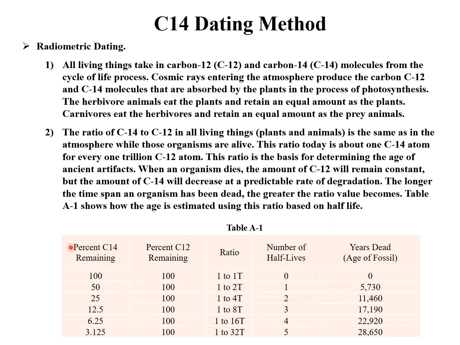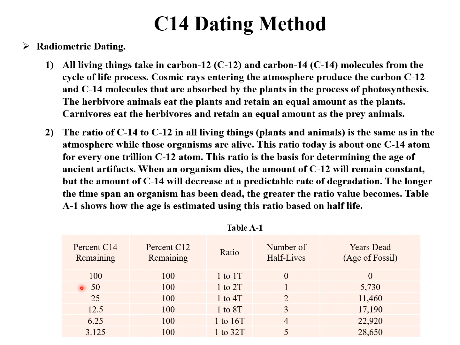Okay, so you have the present, where the percent of carbon-14 remaining would be 100%. If it has 100% remaining C12, it's at 100%. That would be at a 1 to 1 trillion ratio. Number of half-lives, of course, is 0 because you're at 100%. Years dead, 0. So if you measure it and get 100, it just died within the last couple of years.